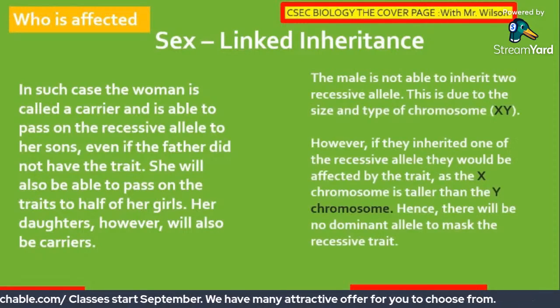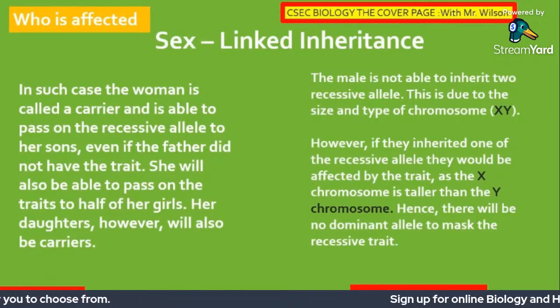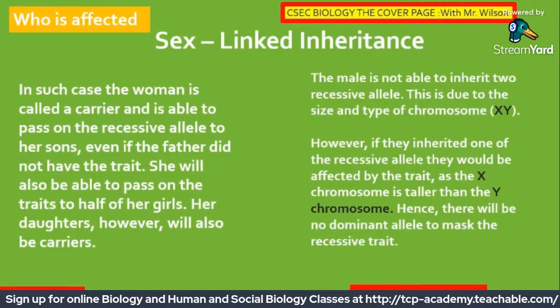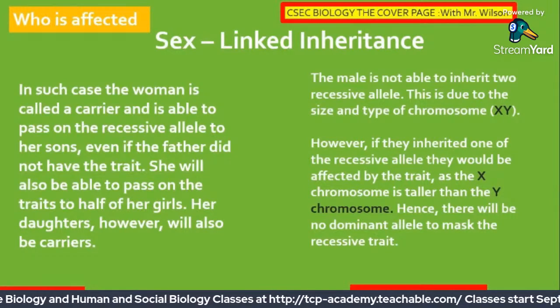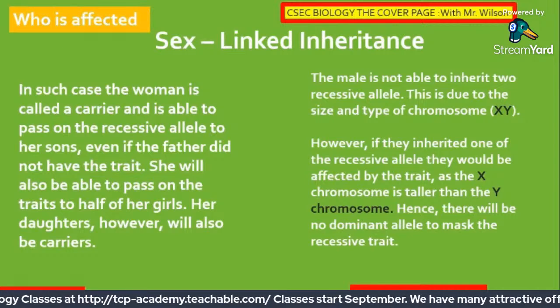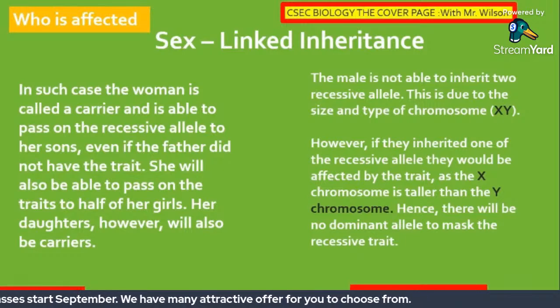The male is not able to inherit 2 recessive alleles. This is due to the size and type of chromosomes, XY. However, if they inherit one recessive allele, they would be affected by the trait, as the X chromosome is longer than the Y chromosome. Hence, there will be no dominant allele to mask the recessive trait.